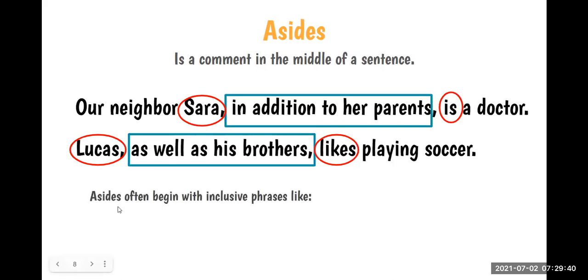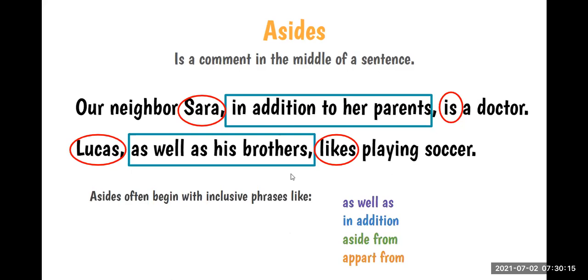Asides often begin with inclusive phrases. For example, as well as, in addition to, aside from, apart from. These are some inclusive phrases that you are going to find at the beginning of these asides. So remember to agree the verb with the subject of the sentence. Any questions about this?